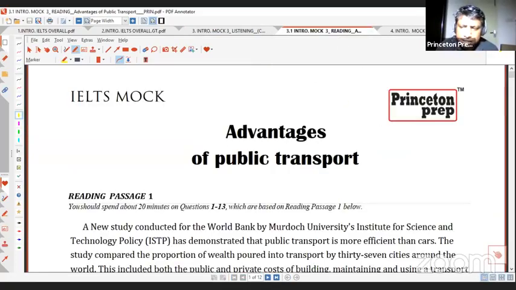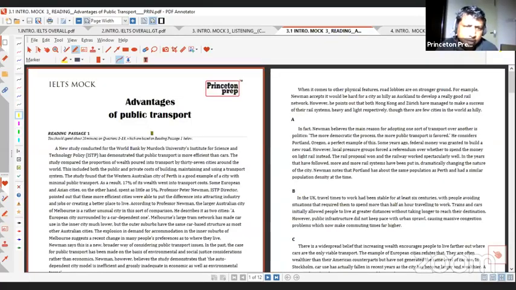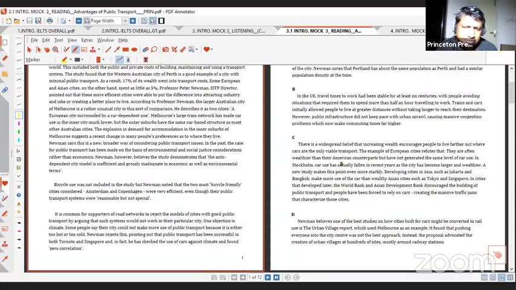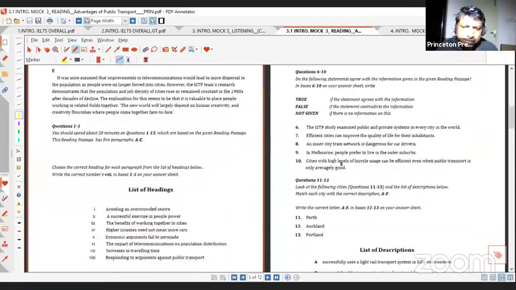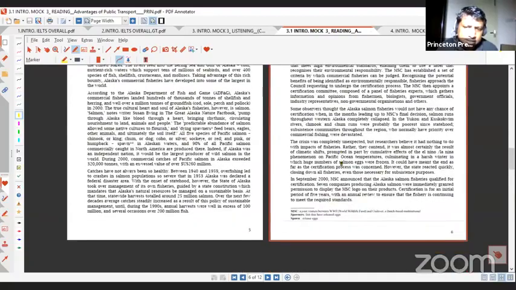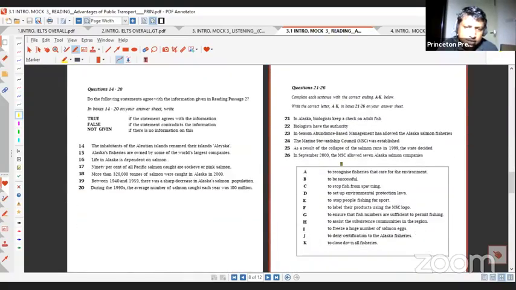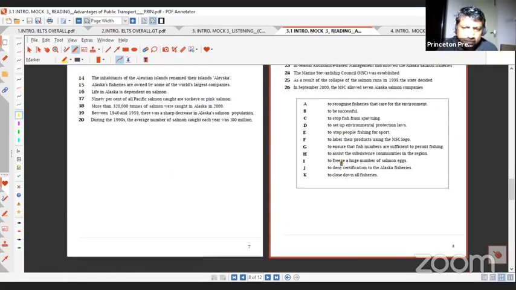Okay, there's the reading. I'm just showing you the reading. There'll be 3 passages, as I mentioned. The first passage is relatively easy, and this is the second passage. The second passage is a little bit more difficult than the first part. And here, another 13 questions, 14 to 26.